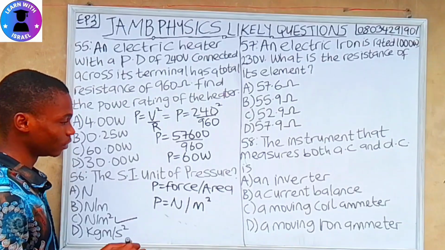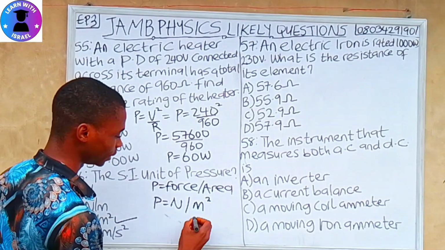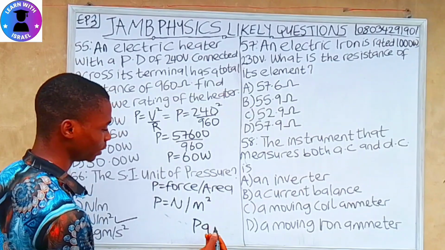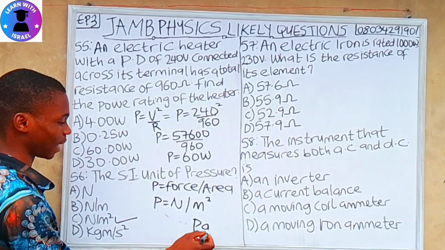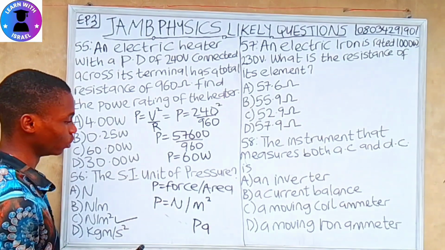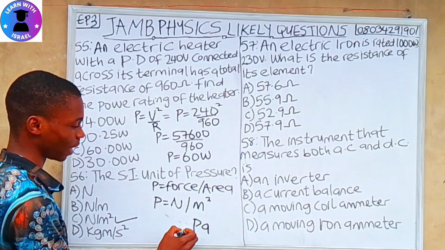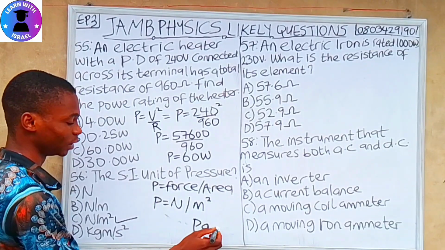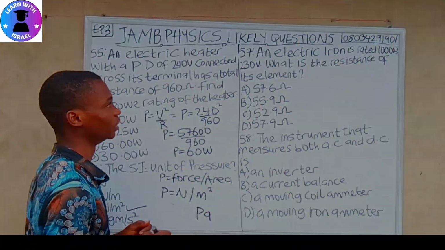We also have another unit for pressure, which is known as Pa, Pascal. This Pa is also another unit for pressure. So if you are given a question and you don't find Newton per meter square but you find Pascal, you can pick it because this is also correct. So guys, let's move to the next one.